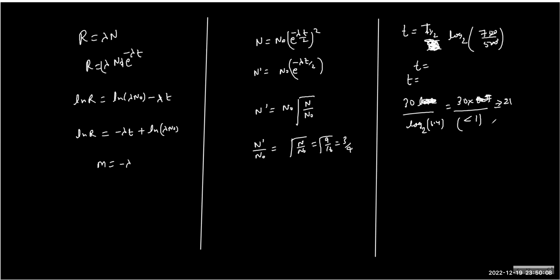Sir, log 7 by 5 is 0.85 minus 0.7, which is equal to 0.15. And then log 2 is 0.3, so it would be T half by 2. You have a 2. Yes, sir.